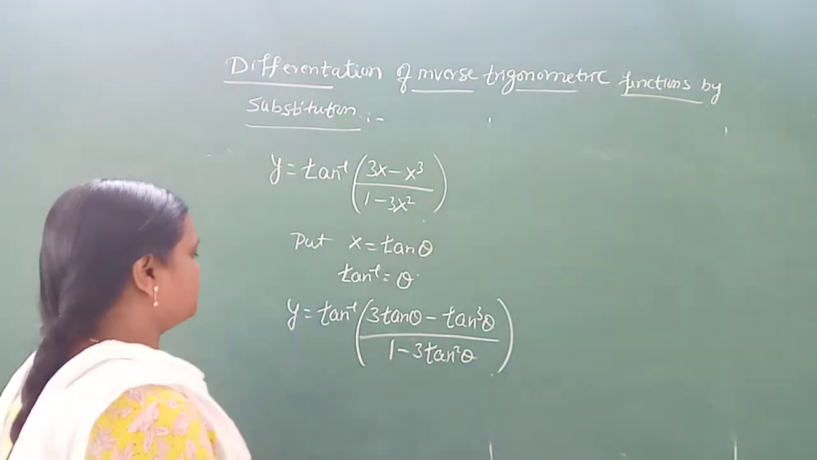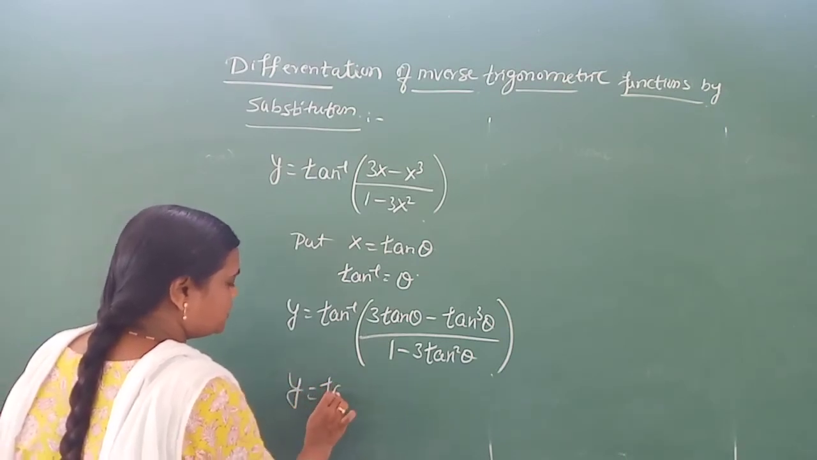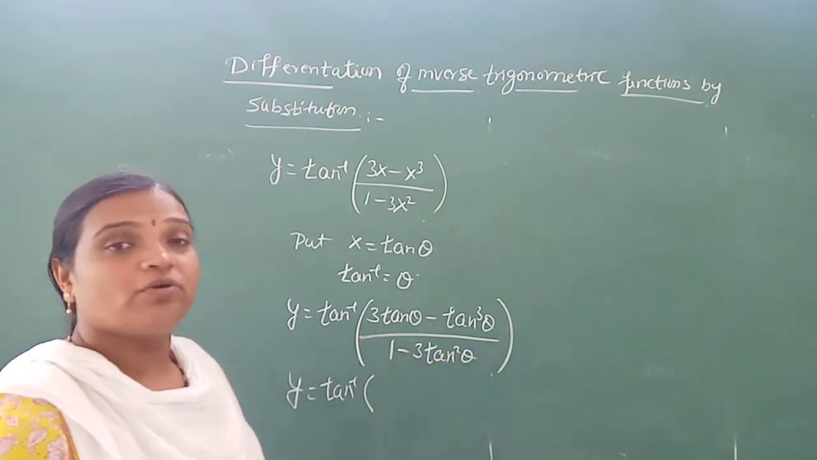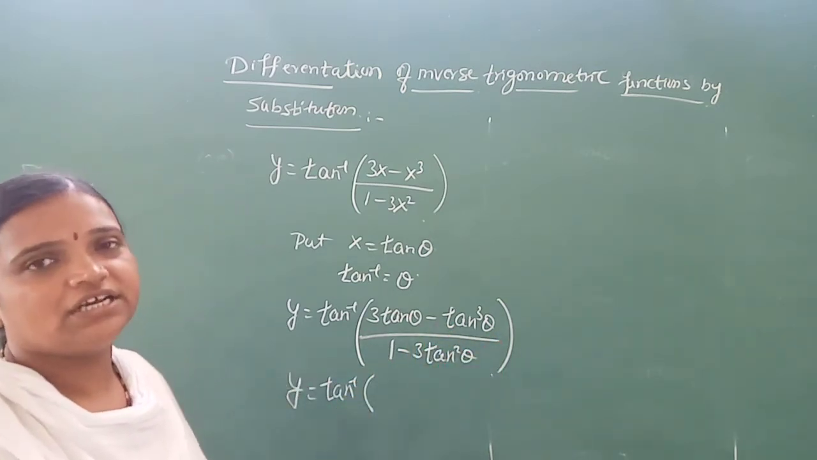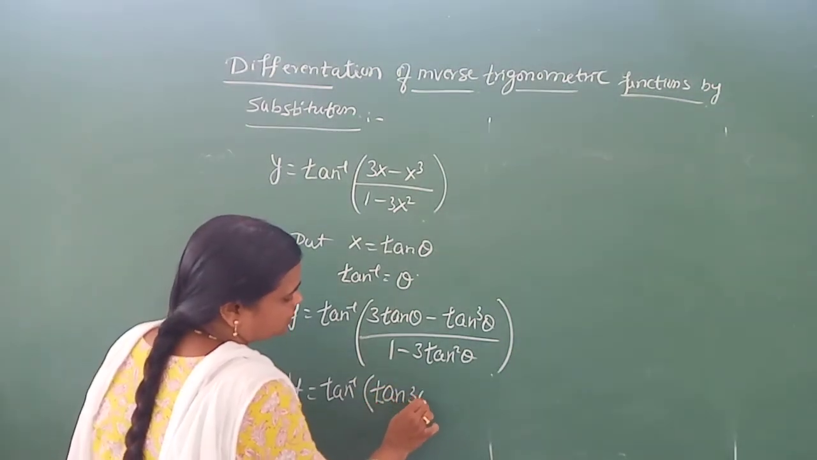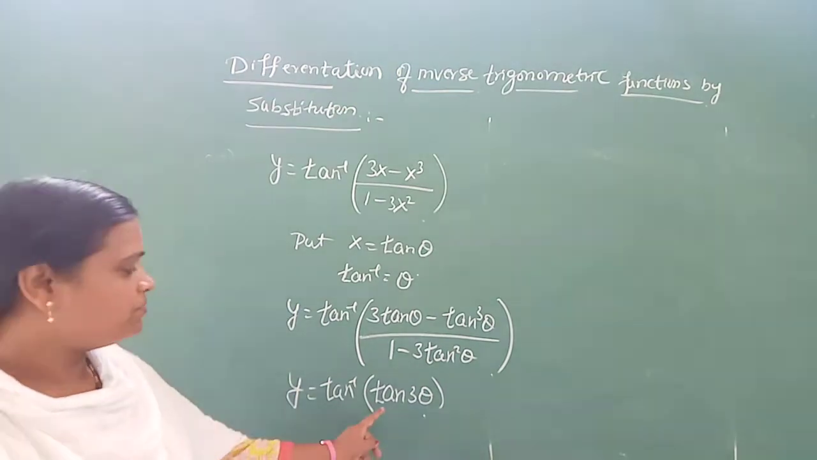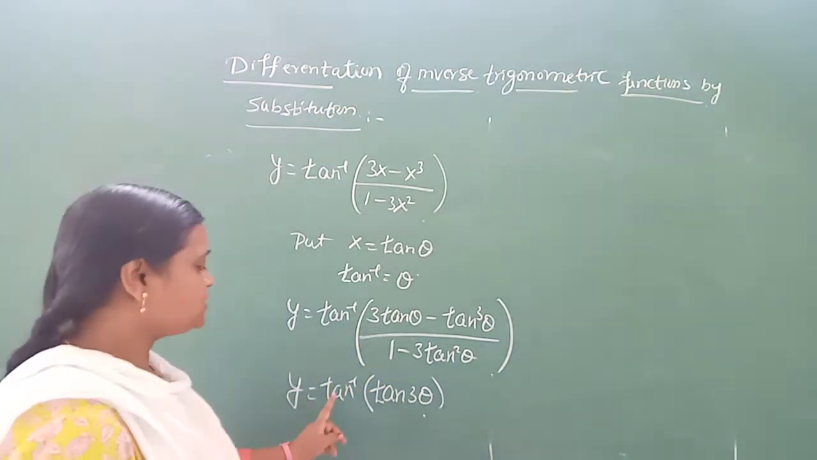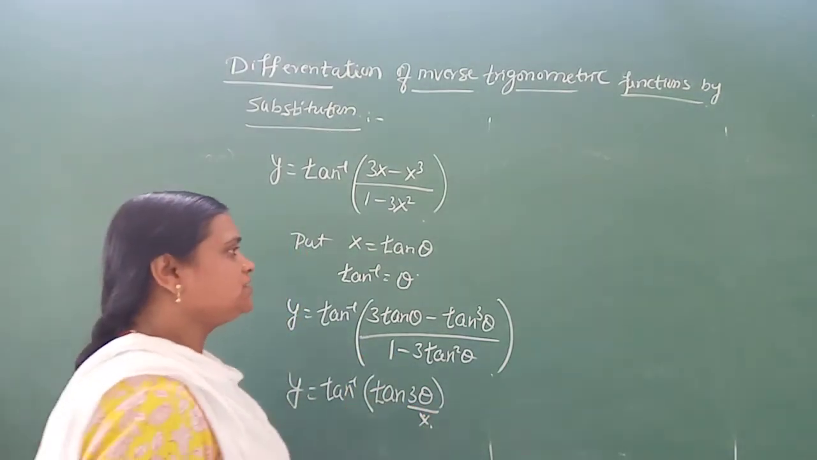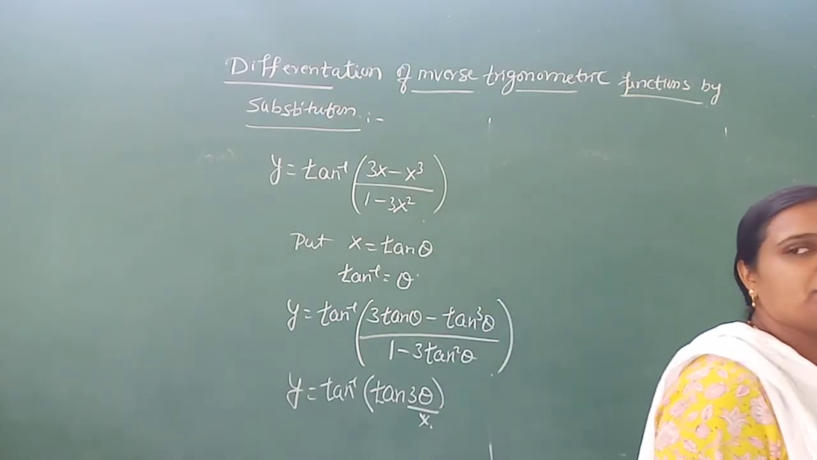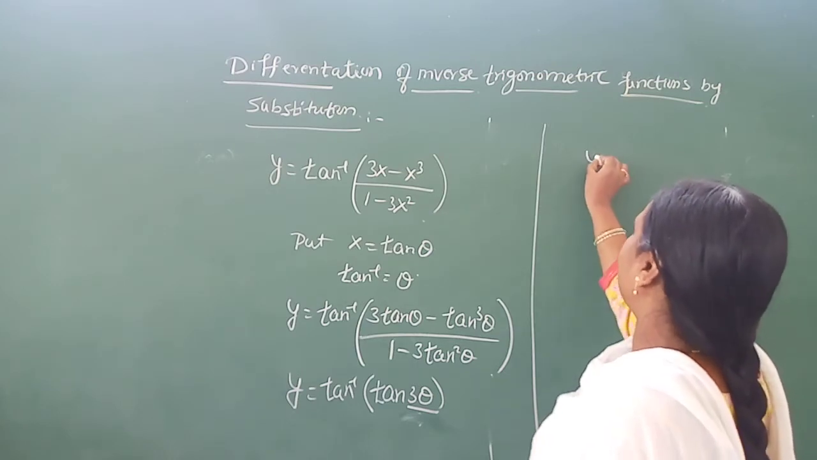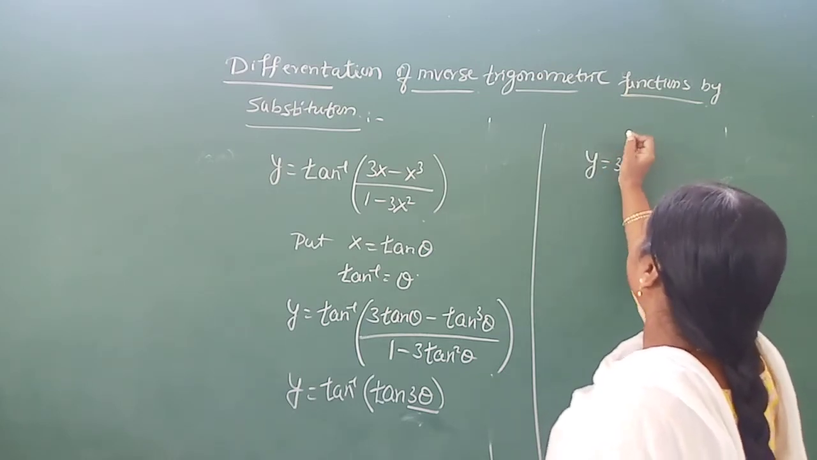We have the formula: 3 tan theta minus tan cube theta divided by 1 minus 3 tan square theta, which I already gave in the previous class, is tan 3 theta. So tan 3 theta can be written as this, and we know this is tan inverse tan of x. We have the formula tan inverse tan of x is x. Therefore, our x here is 3 theta.